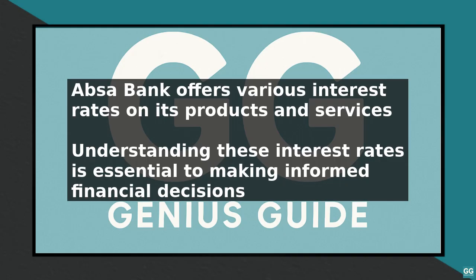Step 1. Understanding types of interest rates. Absa Bank has two main types of interest rates: nominal and effective interest rates. The nominal interest rate is the advertised rate, while the effective interest rate takes into account compounding interest.